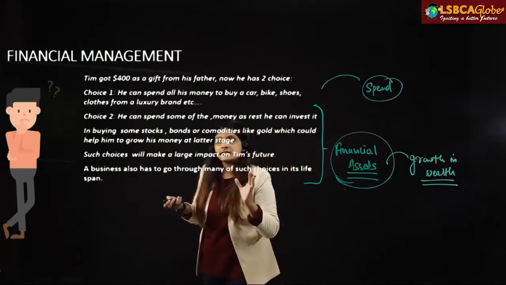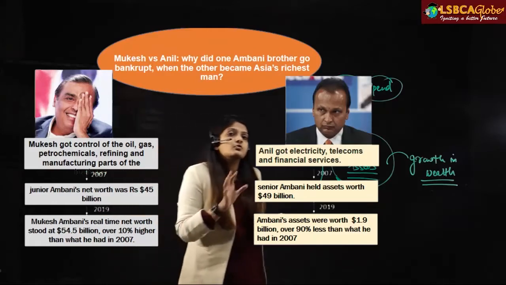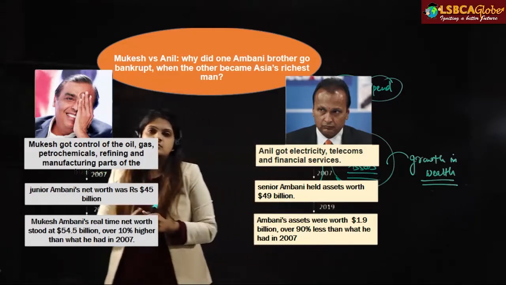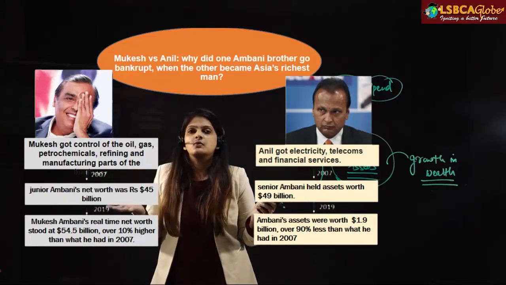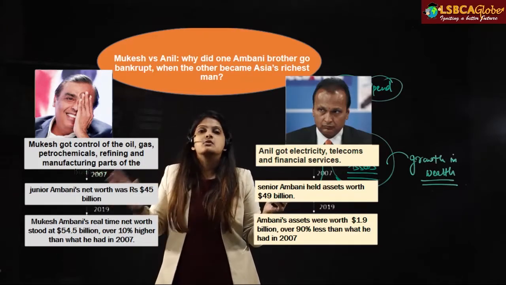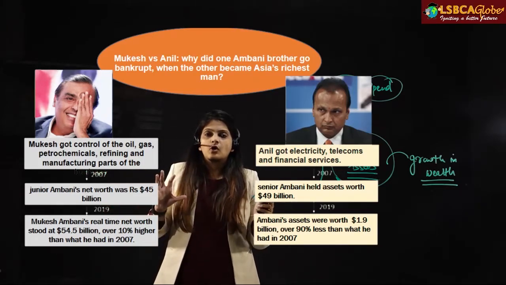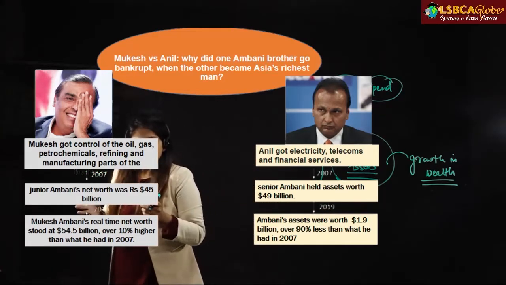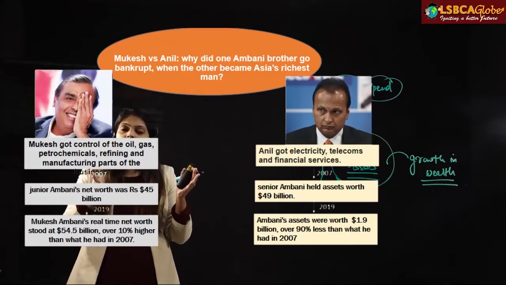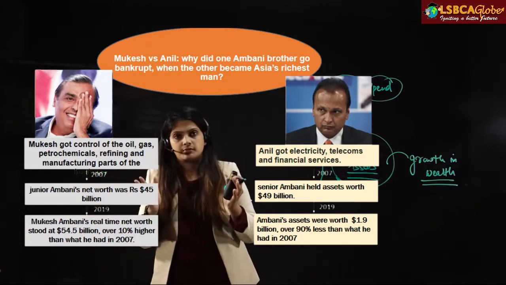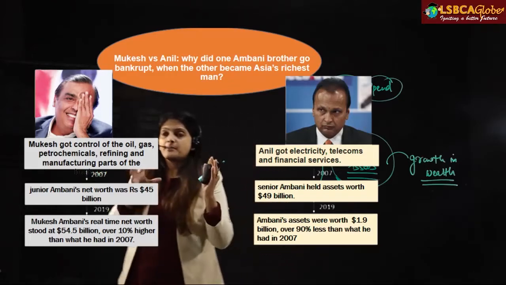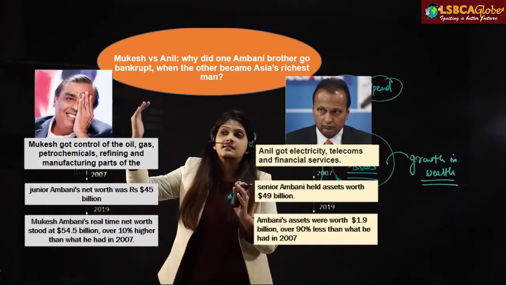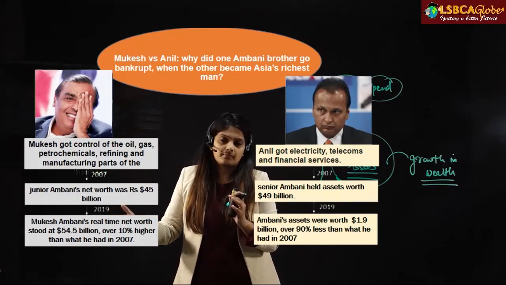So I've taken some Indian examples. I've taken examples of two business tycoons. After Dhirubhai Ambani died, the family property was equally divided between Anil Ambani and Mukesh Ambani. If you see the progress over the period of time, even though the money they got after the division of the property was the same amount, one person was able to employ his assets in such a manner that his wealth increased over the period of time.